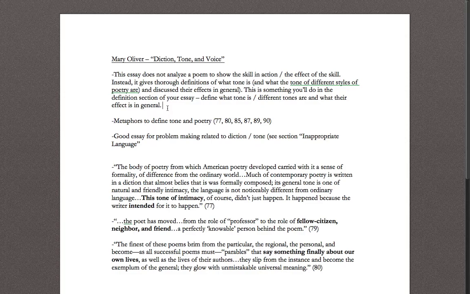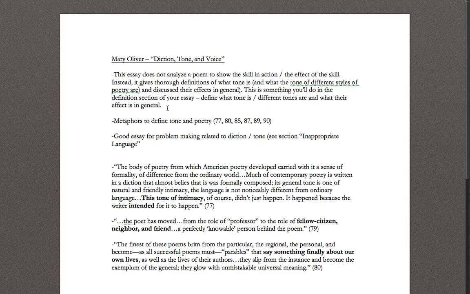Now, we're looking at this because this is something you'll do in the definition section of your essay. You're going to define what tone is, and define different tones are, and what their effect is in general. This is, of course, if you are writing about tone and diction. Reading this essay and watching this video is still useful for you because there is a lot of summary and definition of poetry, and that's part of everyone's essay, is that they're making claims about what poetry is, separate from their skill. So still though, the focus of this is diction and tone.